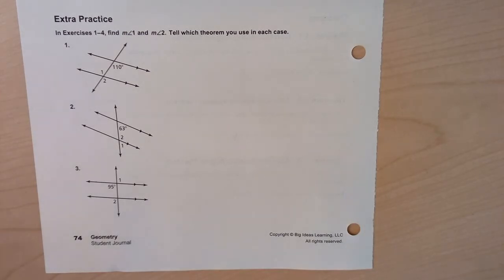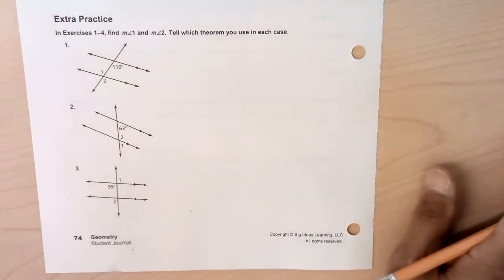All right, just a few example problems from 3.2. For each of the exercises, it says find the measure of angle 1 and the measure of angle 2. Tell which theorem you could use in each case. Depending on the order that you find the angles in, if you find them in order, then everyone should be using the same theorems. But if you find them in a different order, you might use different theorems.